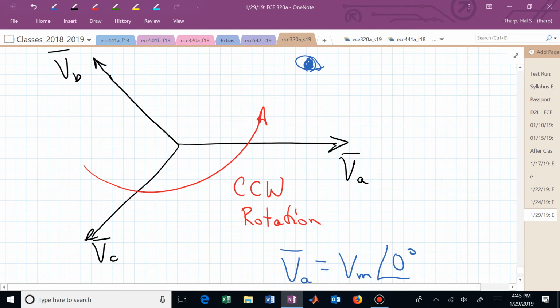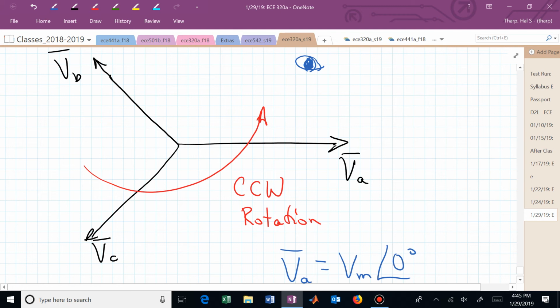And now maybe in fact V sub A is sitting up here at 30 degrees. Well, now you know that C is 120 behind that. And B is 120 behind C. It's ACB, ACB. Does that help? So there's our phase sequences, positive and negative.